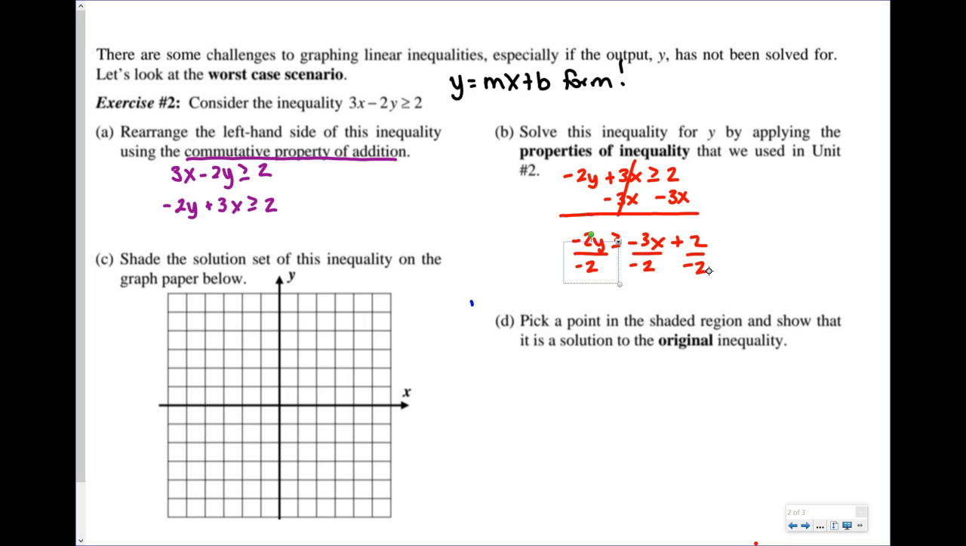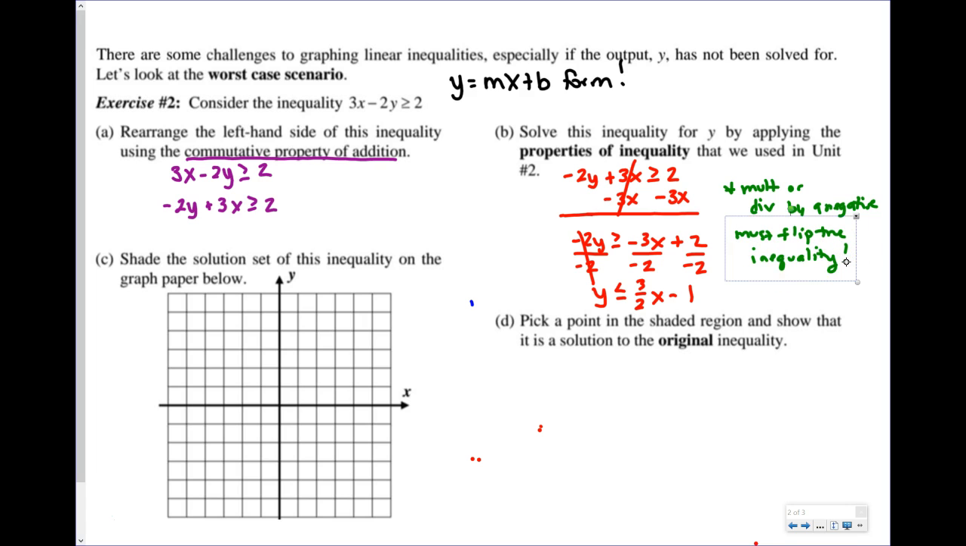Now here's where I have to remember something really important. When I divide by a negative in an inequality, I have to flip the inequality sign. So this becomes y less than or equal to 3 over 2x minus 1. Okay, really, really important that you remember when you multiply or divide by a negative, you must flip the inequality.